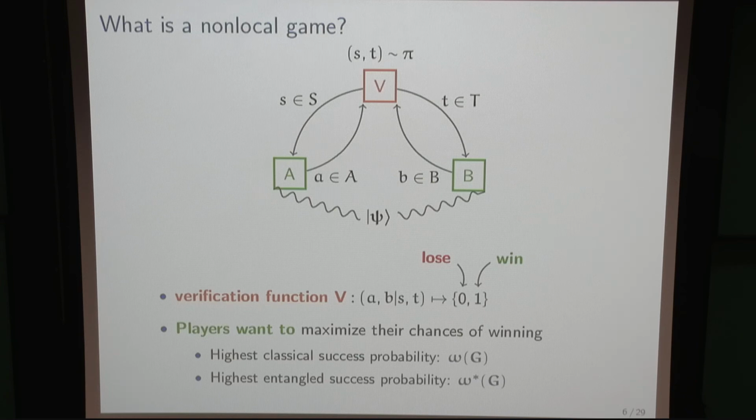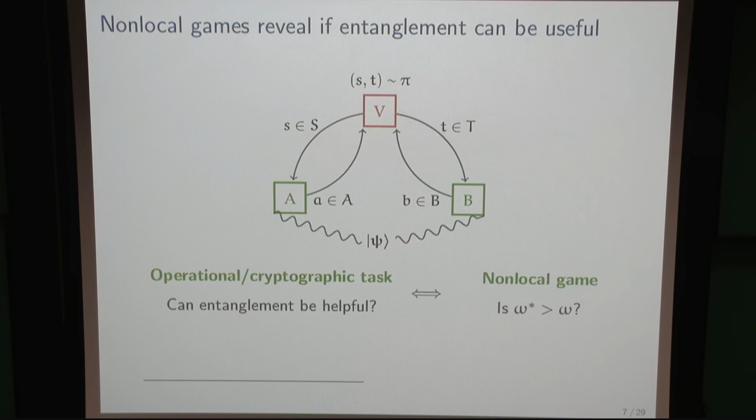All right. So this is the most basic form of a non-local game. You could think of variants where you have more players, so maybe you have Alice, Bob, and Charlie. Or you could think of cases where the verification function is more complicated, or maybe the questions are not classical, but are quantum states. There are many different variants.